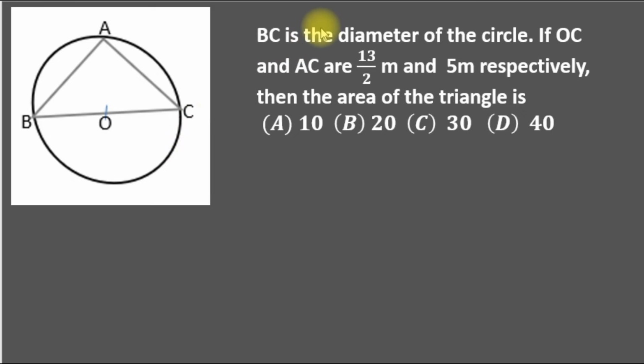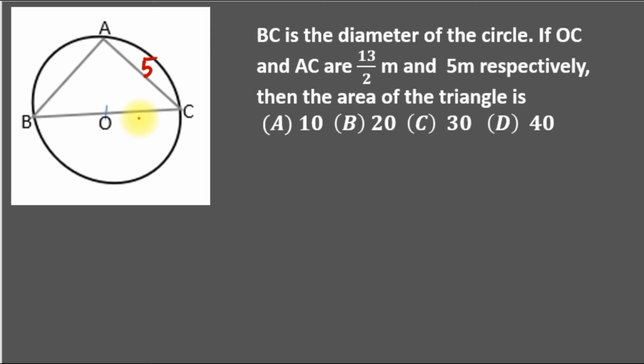BC is the diameter of a circle. If OC and AC are 13/2 and 5 respectively, then what is the area of the triangle? BC is the diameter. If OC and AC are 13/2 and 5 respectively, so AC is 5, so we'll label this 5.